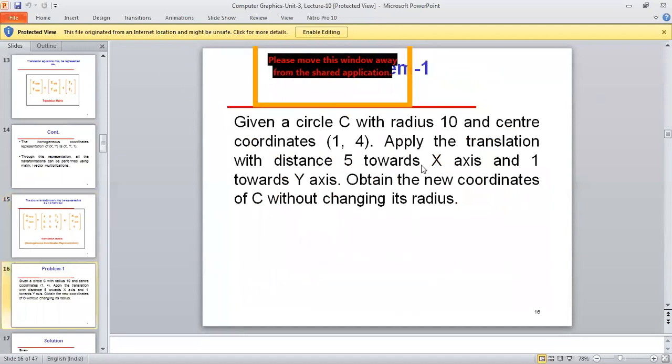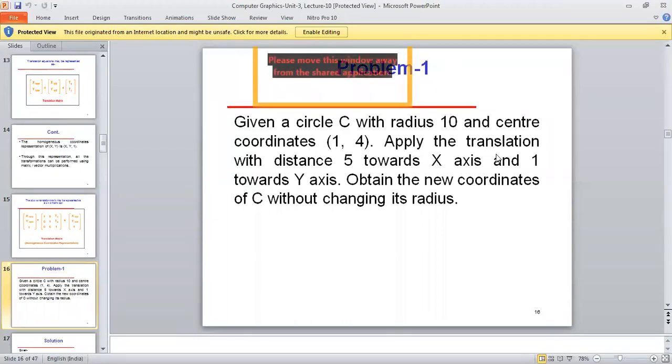Now, here we have one problem. Given a circle with radius 10 and center coordinates 1, 4. Here we have a circle with radius 10. So first we will draw a circle with radius 10 and center coordinates, which are given already, 1, 4.